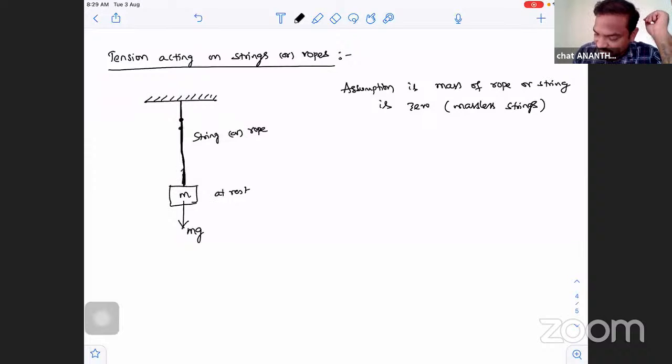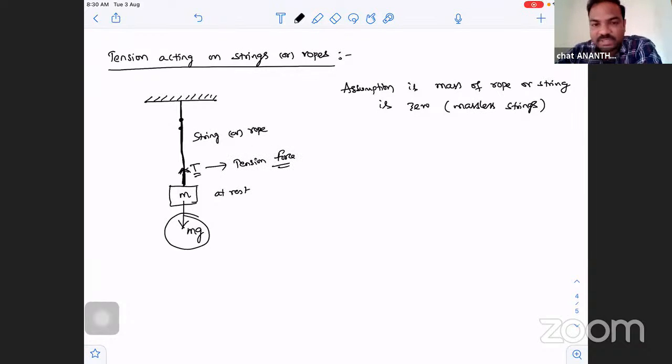So there will be a force. Somebody is applying a force in the upward direction. Who applies that force? The string applies the force. If we apply a force on the string, then the string also will apply a force on us. The block is applying a force on the string, then the string will apply a force on the block. So this force acting by the string is called tension force.